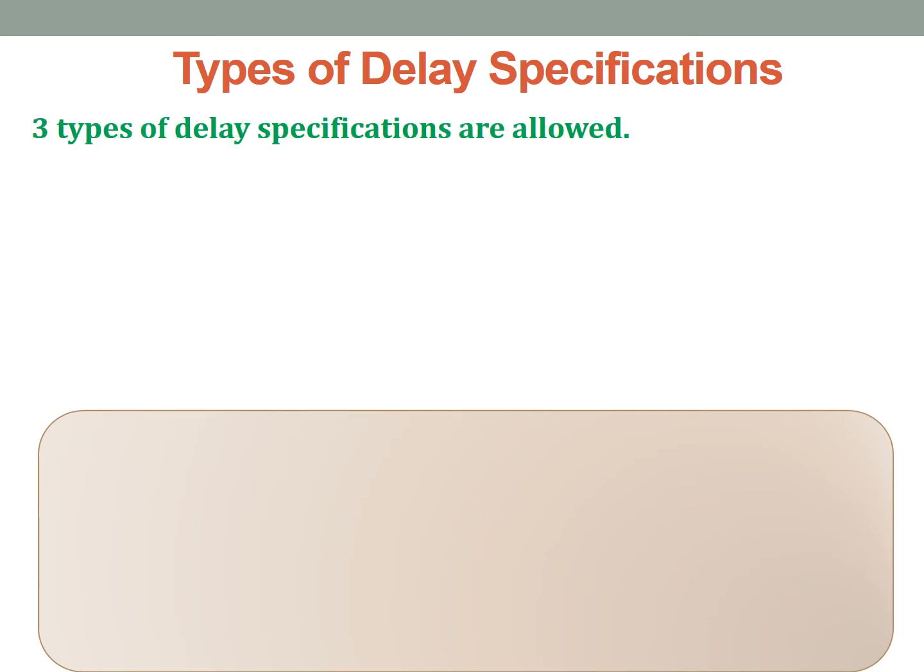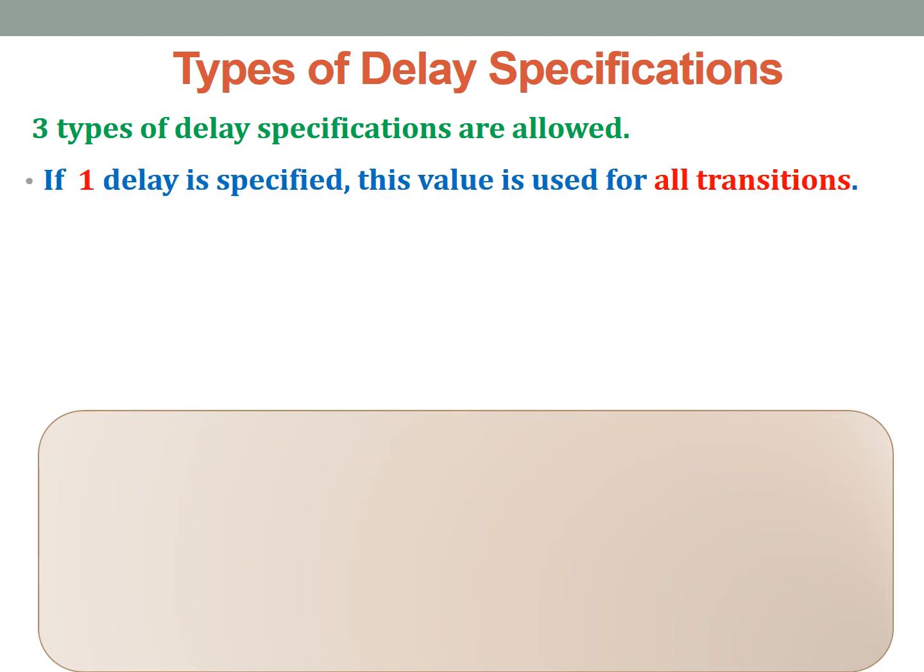There are three types of delay specifications which are allowed in Verilog. In the first case, we can mention only one delay, a single number. If only a single delay value is specified, then that value is used for all the transitions. All the transitions means rise delay, fall delay and turn off delay.